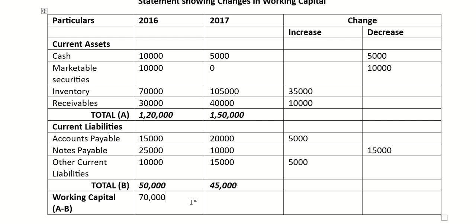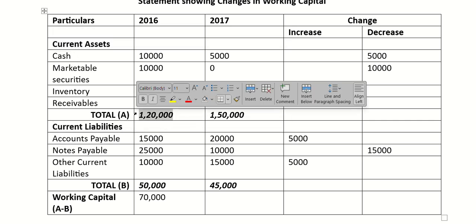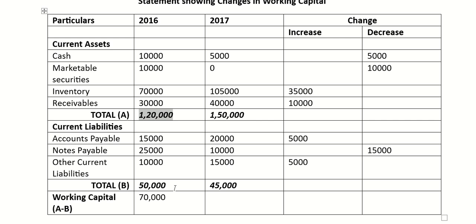The way to find working capital is the difference between the total of current assets and current liabilities. We have the total of current assets in 2016 as 1,20,000. The total of current liabilities is 50,000. The difference is 70,000. Similarly, for this year, it is 1,05,000. You can cross check it with your calculators.